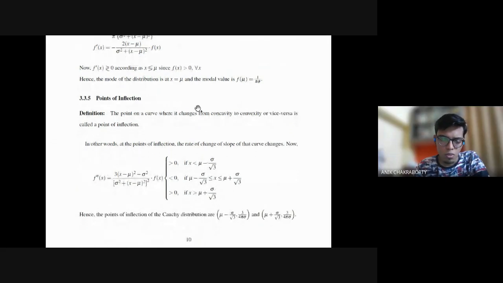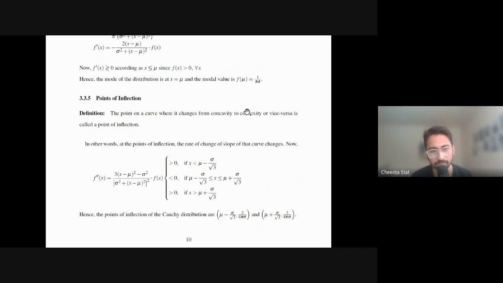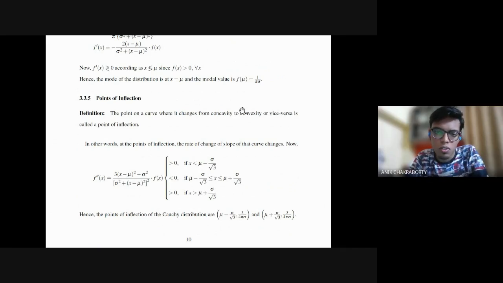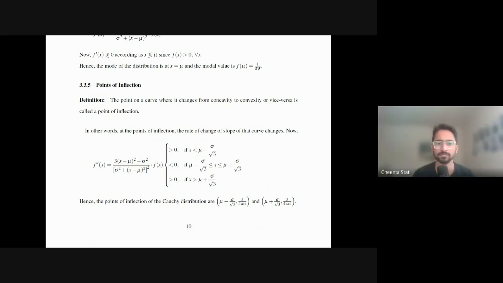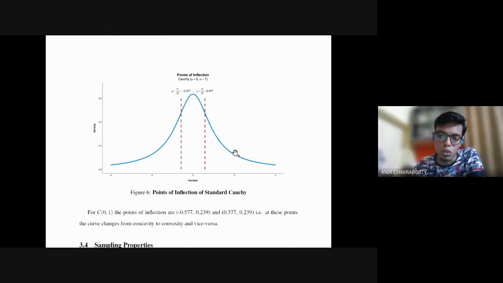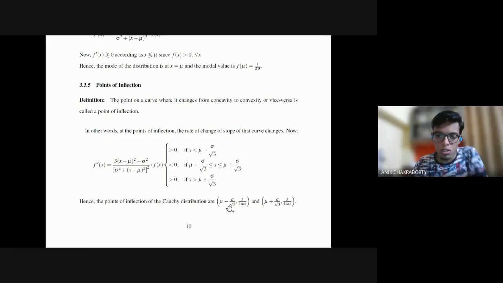Here comes the points of inflection. By points of inflection, I mean where the curve changes from concavity to convexity or vice versa. These points are calculated by calculating the double derivative and comparing with 0. These 2 points are actually symmetrically placed over the real line.